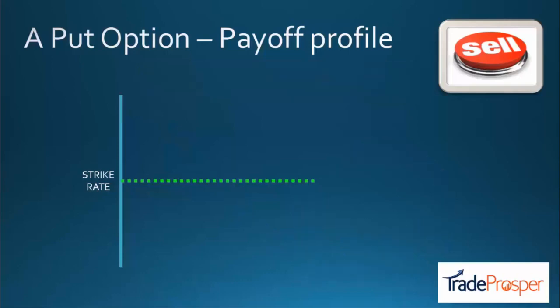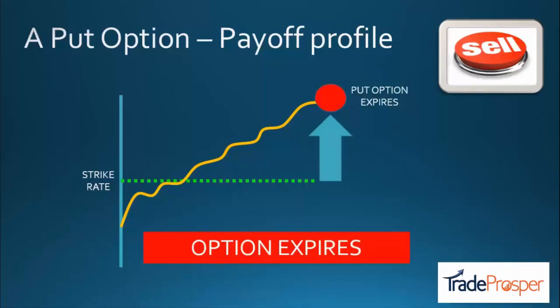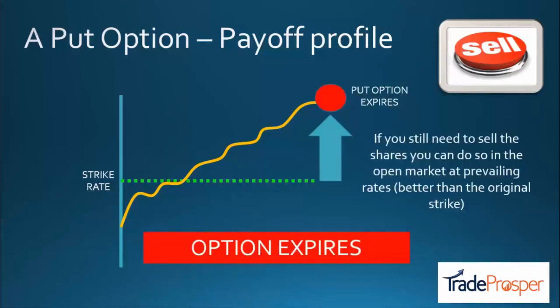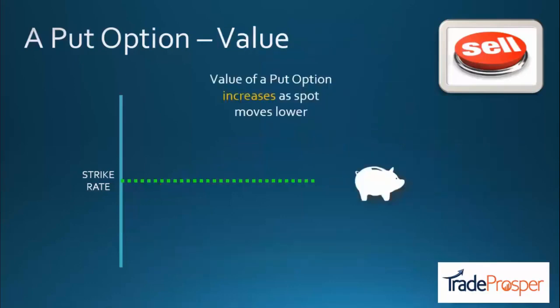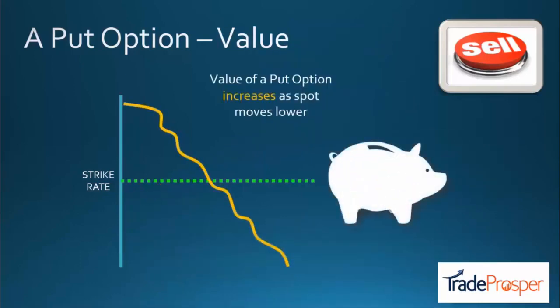But what if the spot price of the share went the other direction? What if at maturity the spot price is far above our original strike rate on the option? Well, this is where the beauty of options come in. You just don't exercise the option. So you expire your option worthless, and then again, if you still have to sell shares, then you can do so in the open market at the prevailing rates, which is much better than where the current strike rate is. So in summary, a put option's value increases as the spot rate moves lower.